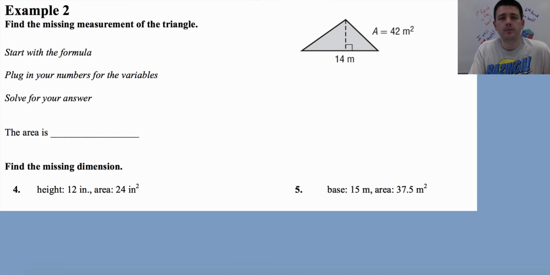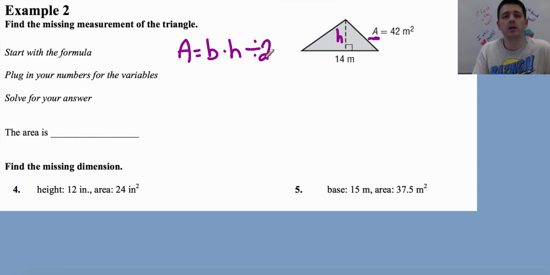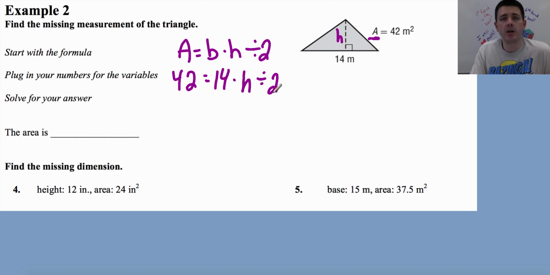Last part. This time, just like our parallelograms, we know the area, we're missing one of our measurements. So we have to work backwards. The key is start with your formula. Area is equal to base times height divided by 2. Plug in what you know. In this case, I know my area is 42. My base is 14. I don't know my height, but then I have to divide by 2.